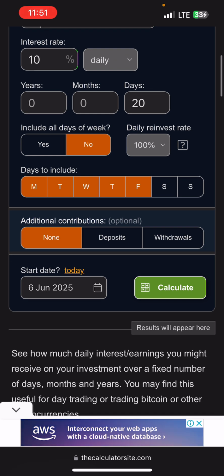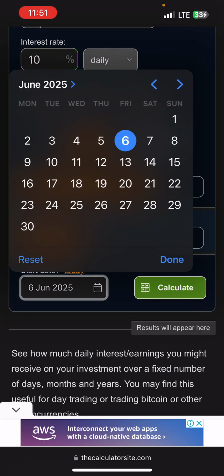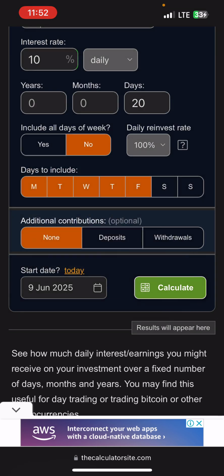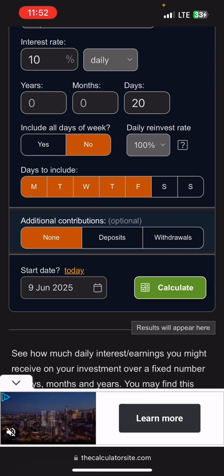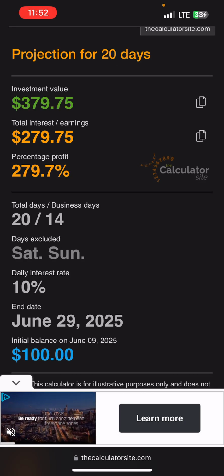All right. Now, for additional contributions, that basically means, are you depositing any money or are you withdrawing any money during this period? So if you're not doing any of that, you just click on none. All right. Then you select a start date. So when do you want to start compounding this account? So let's say when is Monday? Monday is June 9th. Okay, let's say June 9th. And then I click done. And then we're basically done with all the setup. So I click calculate.